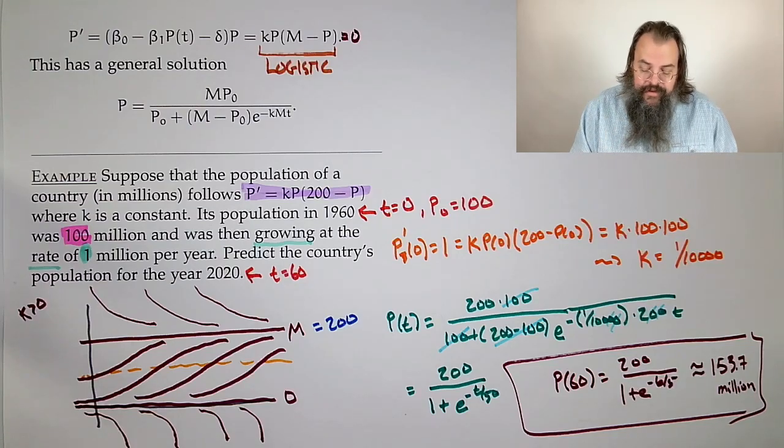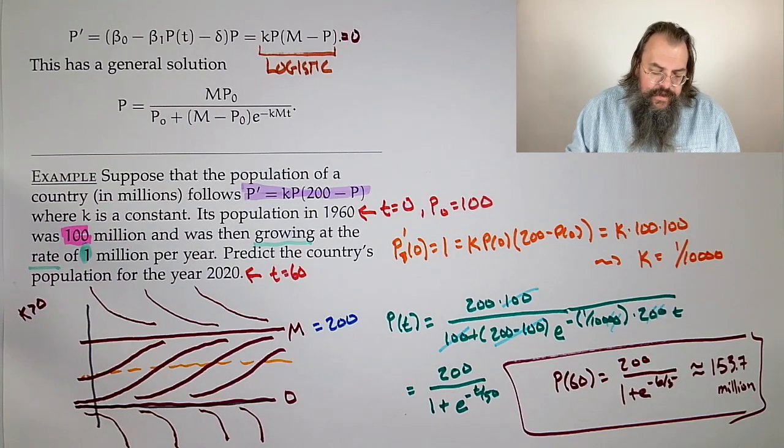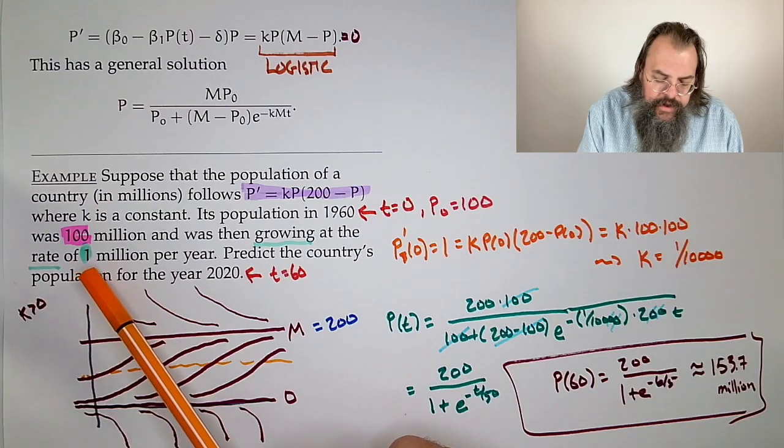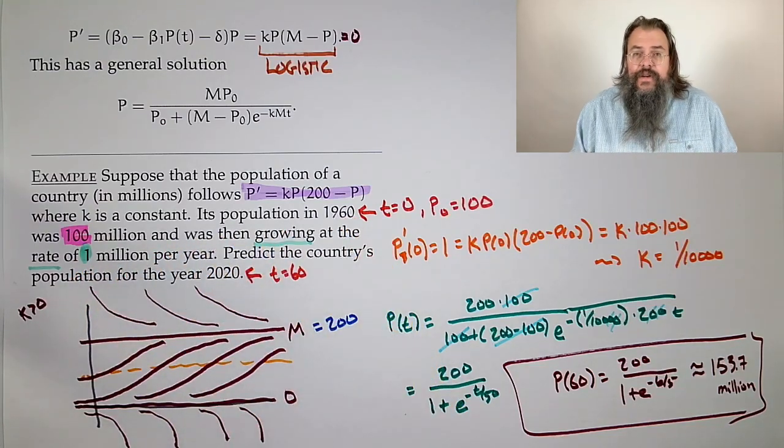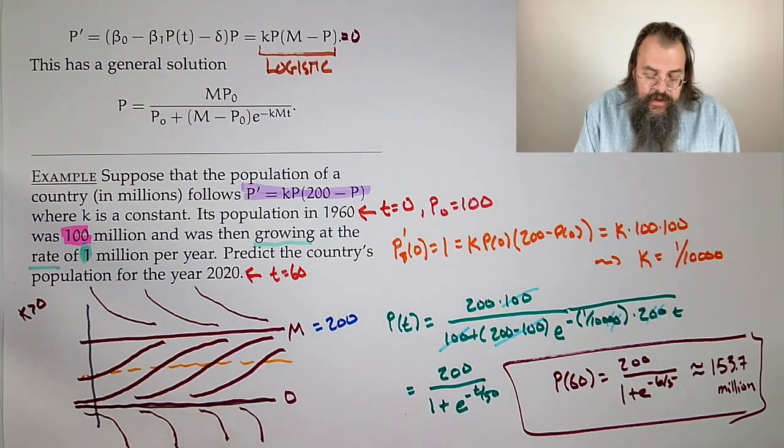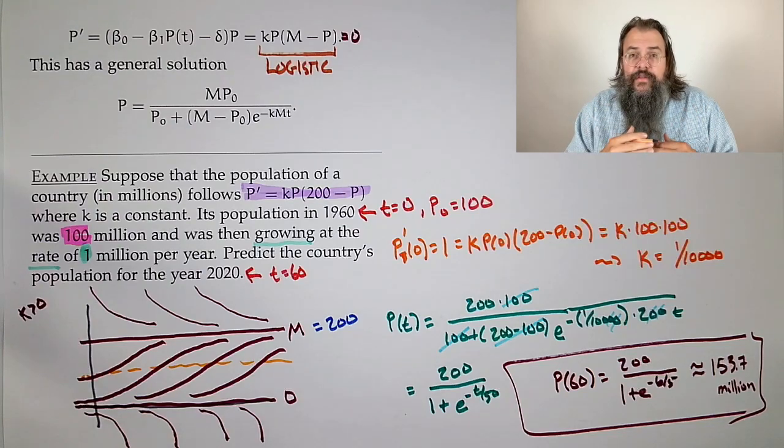So we know our answer should be somewhere between 100 and 200. So that's a promising sign. We also think, okay, look, it's growing at 1 million per year. There's 60 years. So, 60 million is a really bad estimate, but it's not so bad. But should we expect we should have more than 60 million or less than 60 million?